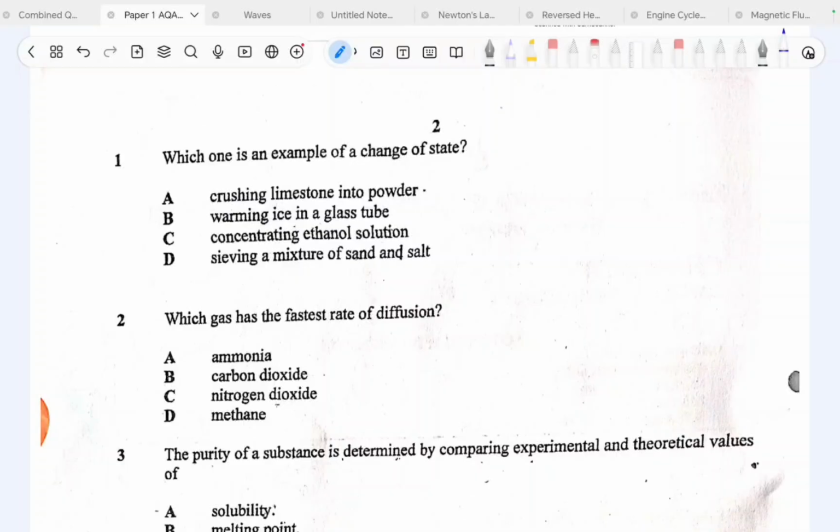So let's go. Which is an example of change of state? Crushing limestone into powder. This is not a change of state. Warming ice in a glass tube. That is a change of state because you're going from ice to liquid.